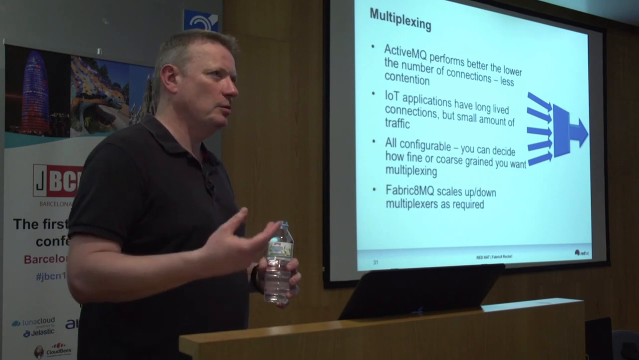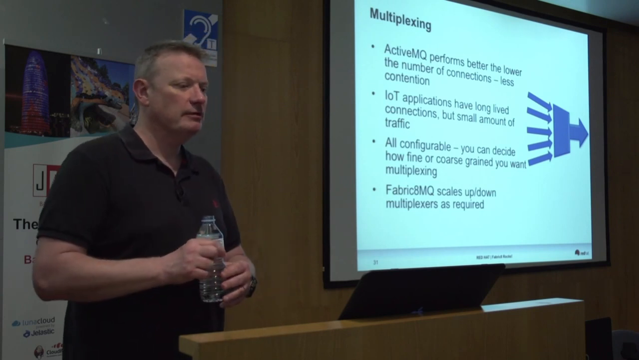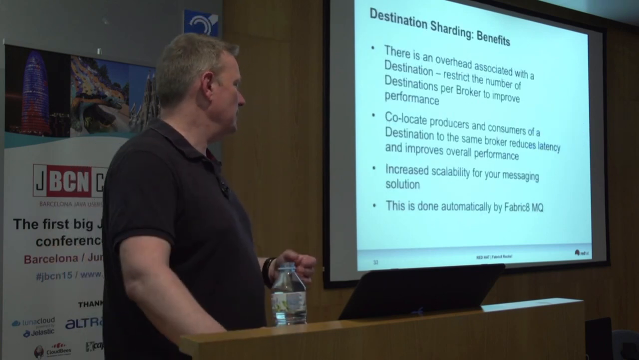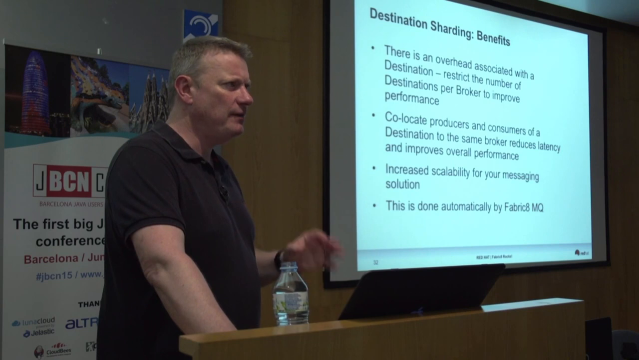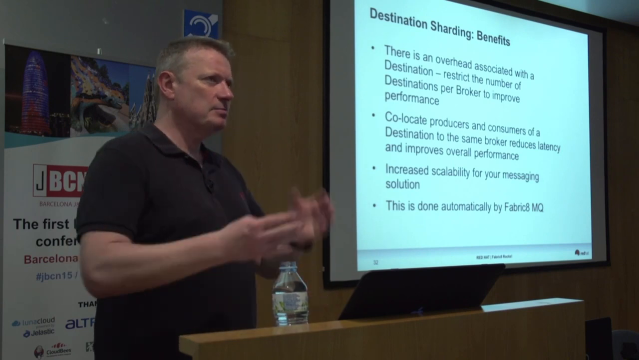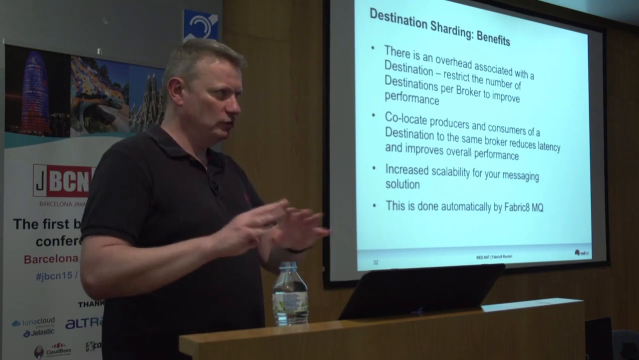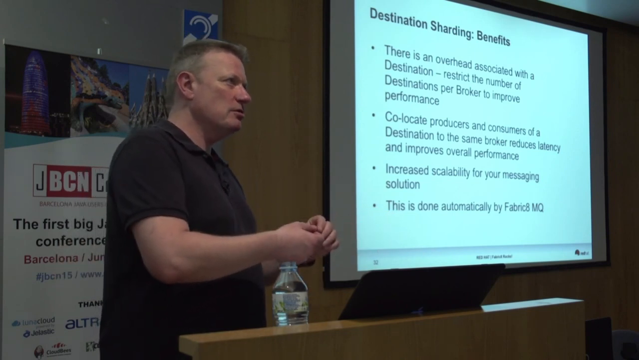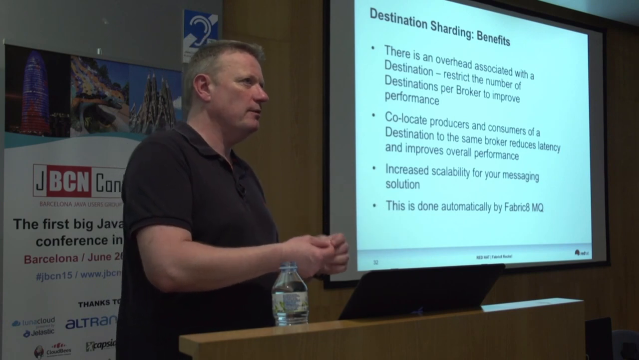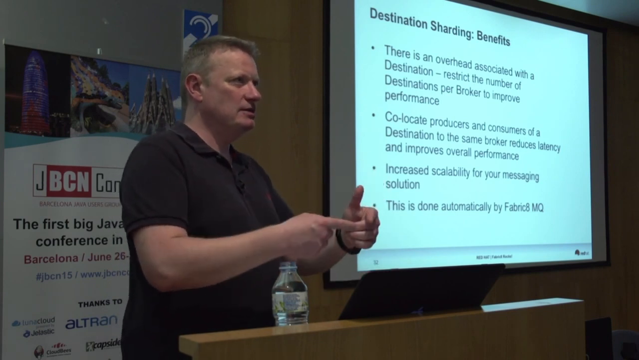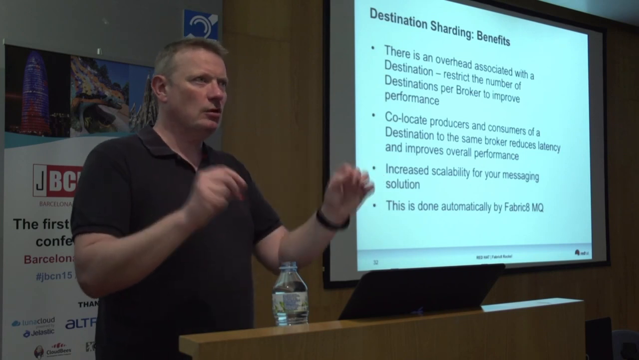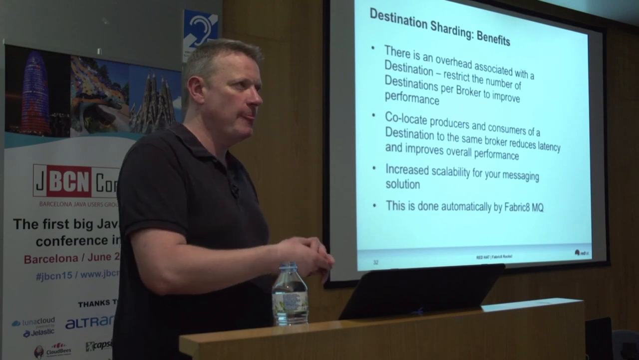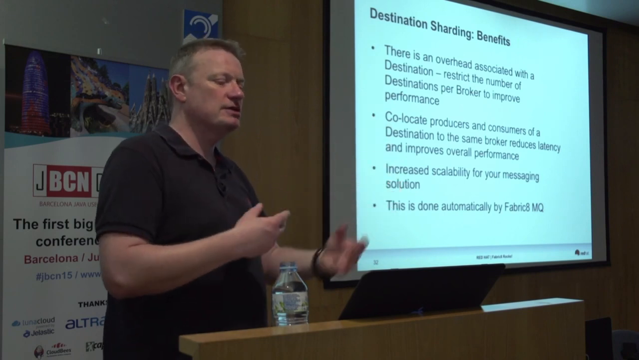And even then, you probably want several brokers. But the ability to do that and to shard that information as it comes in is really good. And the benefit of sharding is you can split up your destinations across multiple brokers. So it also means that you can co-locate consumers who are consuming on a particular destination with the producer which is sending to that broker, so you're not having to deal with those network hops. You just route all the consumers through the smart proxy of Fabric8MQ to the right message broker with your consumer messages.